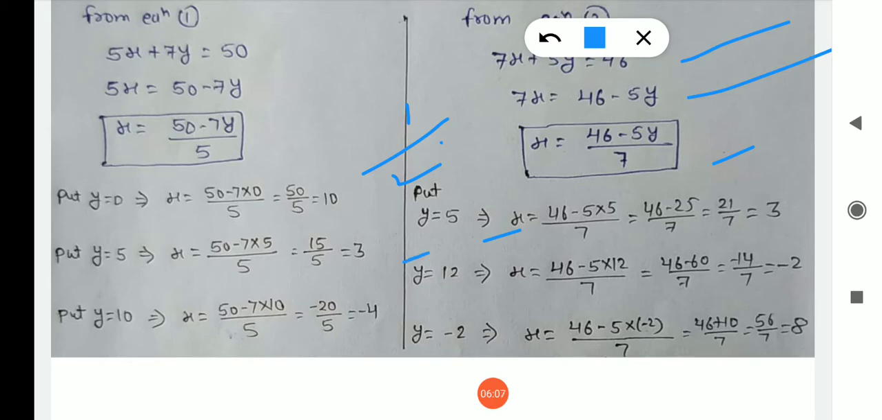So we put y equal 5. So we get x equals (46 minus 5 times 5) upon 7.